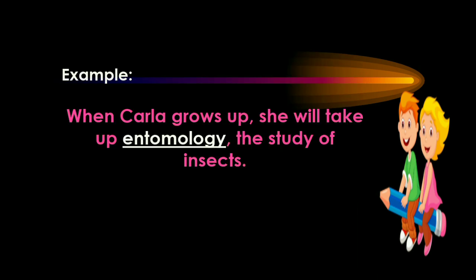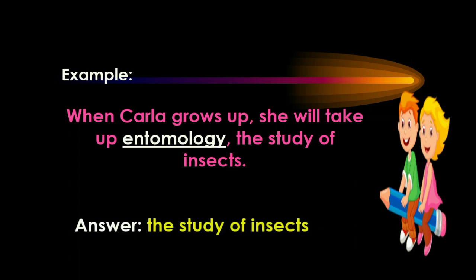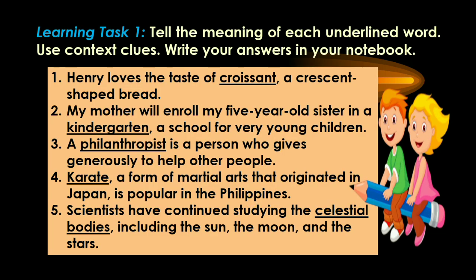Before we do learning task number 1, let us have this example. When Carla grows up, she will take up entomology, the study of insects. What is the meaning of the word entomology in the sentence? The answer is the study of insects. Yes, that's right, because the word entomology is already defined in the sentence. Okay? So let's do learning task number 1.